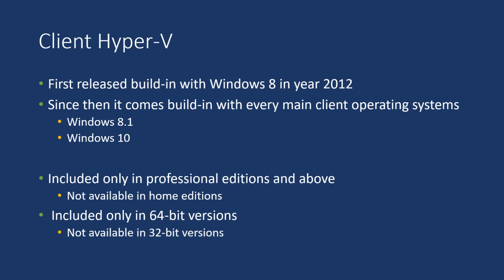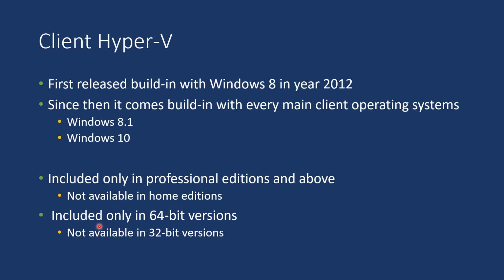Now, for the client Hyper-V, it first starts with Windows 8, but again, you can find it in Windows 8.1 and for sure in Windows 10. Now, a very important point. If you want to use Hyper-V in Windows 10, for example, it is only included in professional editions and above. So it is not available in home edition. If you have a Windows 10 home edition, you don't have this. You have to have a Windows 10 professional, enterprise, and above.